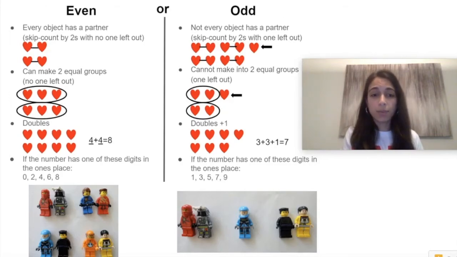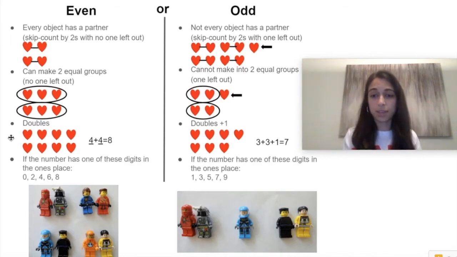So a way that we can see this in math facts is with doubles and doubles plus 1. So if there's a number that there's a doubles fact for, like 8, we know a doubles fact for 8 is 4 plus 4, we can quickly know that's even because 2 groups of 4, those are equal groups that make 8.